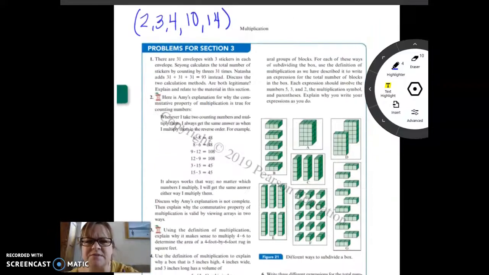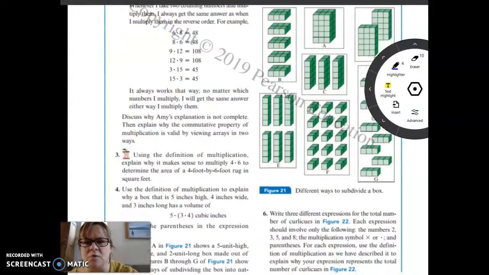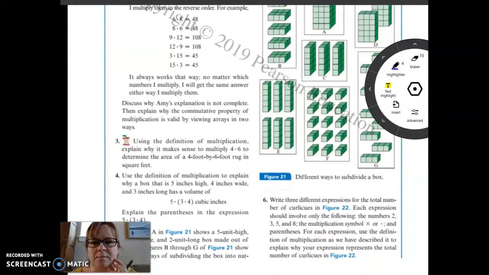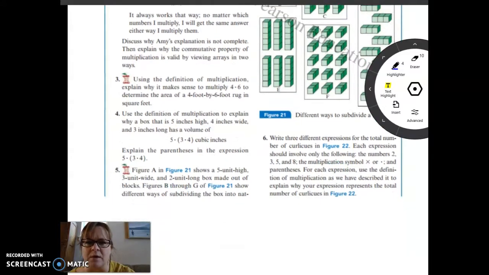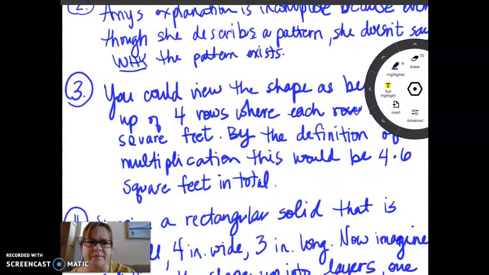All right, so in number 2, we had to really analyze Amy's explanation. Remember that this section of the chapter was all about the commutative property. In Amy's explanation, she's talking about the commutative property, not all the properties of multiplication. You had to discuss why her explanation is not complete, and then explain why the commutative property is a valid way of viewing arrays in 2 ways. All right, so there are lots of problems in this section.